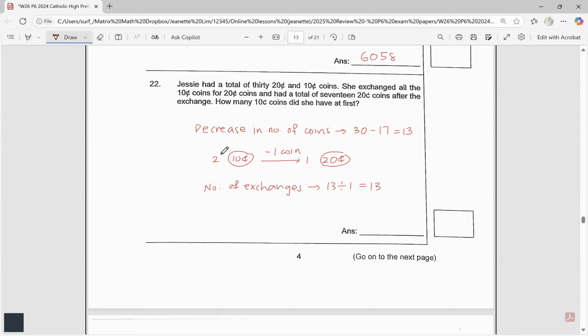13 times of the exchanges involve how many 10-cent coins? So 13 times 2, because every exchange you have 2 10-cent coins. So the answer is 26.